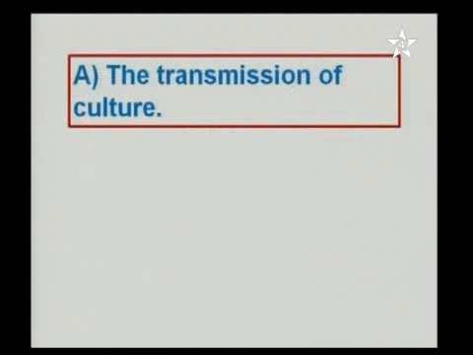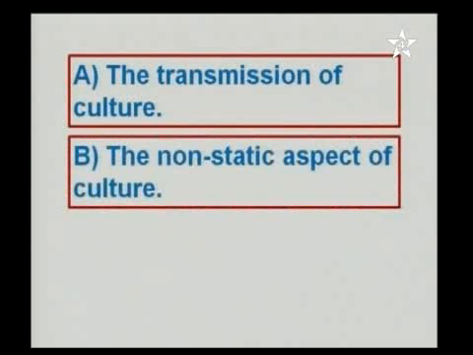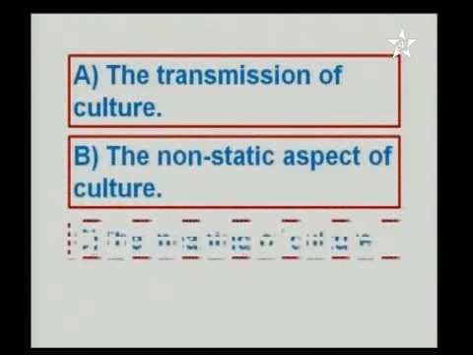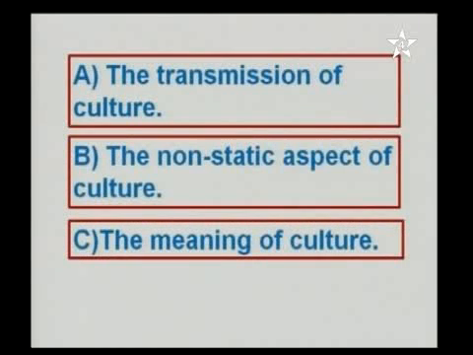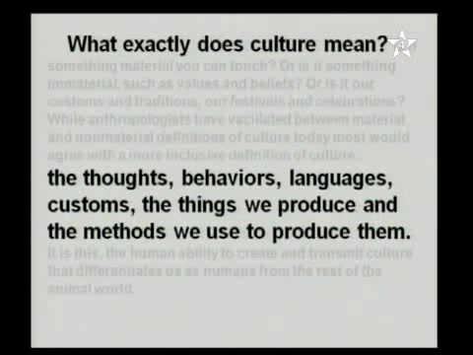This is idea number 1. This is the main idea, the major idea, the general idea. A, the transmission of culture. B, the non-static aspect of culture. 3, the meaning of culture. Now we have 3 labels, and as you know, we've got 3 paragraphs. So we're going to look at the paragraphs of the text, and we're going to match each label with the corresponding paragraph. We don't need to read the whole paragraph. I just want to draw your attention to the sentences in bold type. That is the first sentence and the sentence in the middle.